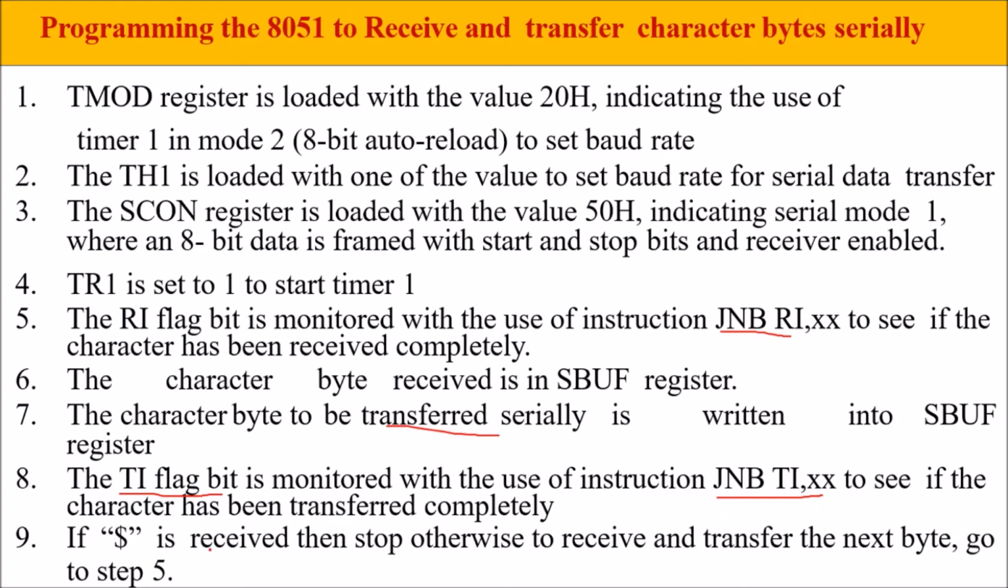Then the received character will be transmitted, but if it is a dollar sign, then the program will stop receiving characters. Otherwise, it will receive the character and transmit this byte. So for that, it has to repeat, it has to go back to step 5, that is, check the RI flag whether the character is received or not. If it is received, you can read it and process it, but here we want to transmit the same received character. So this is the algorithm.